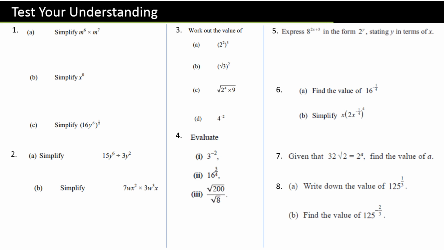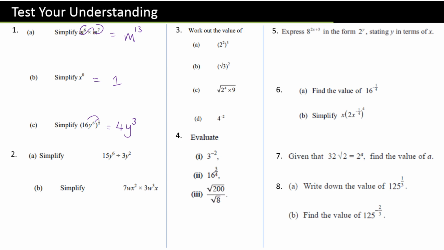Question 1. Did you add the indices? 6 plus 7 is 13, so this is m to the 13. Anything to the 0 is 1. Part C, you have to take in that half, so it applies to everything inside the bracket. 16 to the half is going to be 4, and 6 times a half was going to give you y cubed.